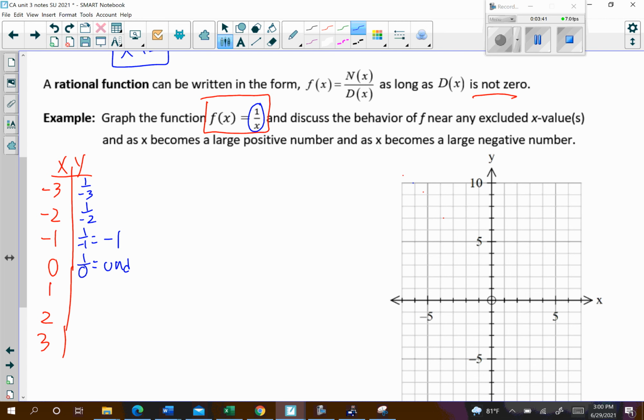Then if I plug in a 1, 1 over 1, that's just 1. 1 over 2 is just 1 over 2, and then 1/3, and so on. Interesting. So these numbers are pretty small, it looks like. As I get close to my undefined, it looks like it's starting to get a little bit larger. Well, why don't we get even closer to my undefined? So I'm going to make another table over here, and we'll get a little bit closer.